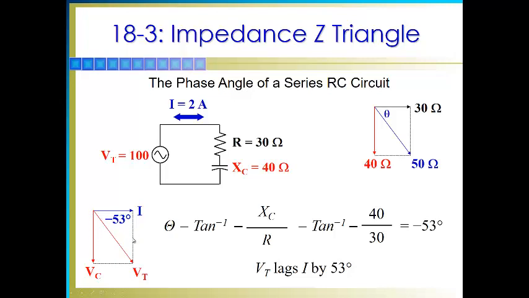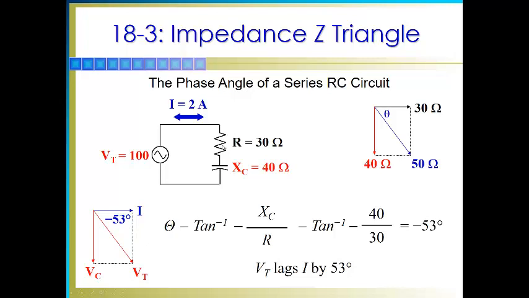In this case, the voltage across here would be this times 40, that would be 80, divided by the adjacent, which would be this right here, which would be 2. And that will give us the 53 degrees.